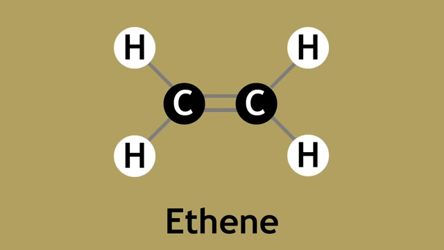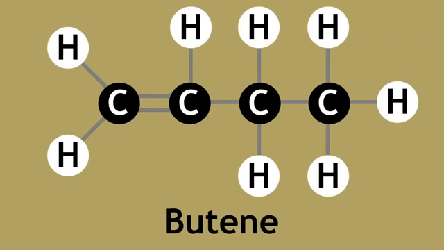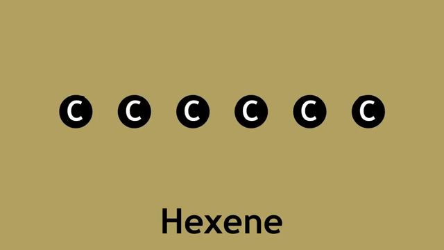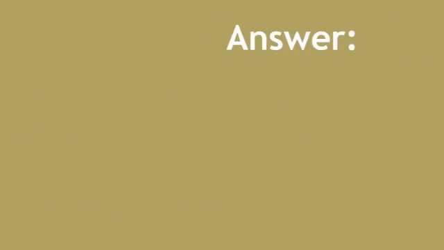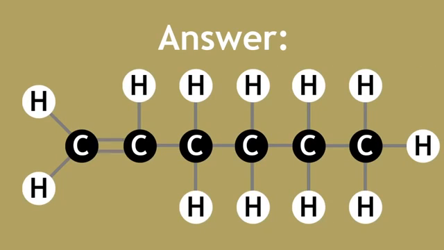These also follow a pattern, and the next molecule in the series is propene and then butene. Pause this video now and try to draw the structure of hexene. As before, hexene has 6 carbon atoms. Here is the structure of hexene. This time there is a double bond because it's an alkene.